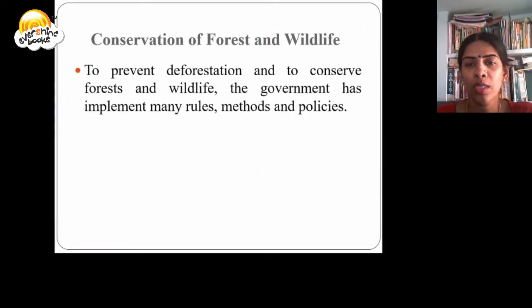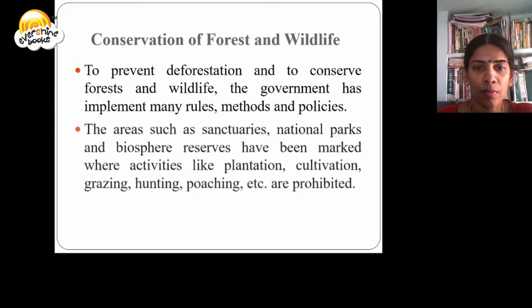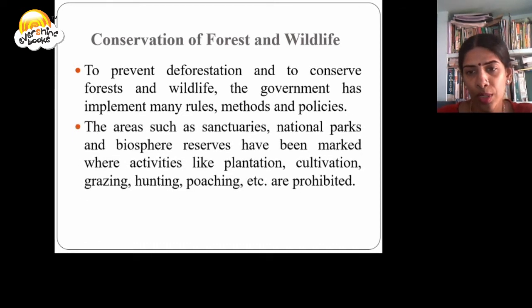Let us see how to conserve forest and wildlife. To prevent deforestation and to conserve forest and wildlife, the government has implemented rules, methods, and various policies. The areas such as sanctuaries, national parks, and biosphere reserves have been marked where activities like poaching, cultivation, plantation, hunting, grazing, etc. are prohibited.